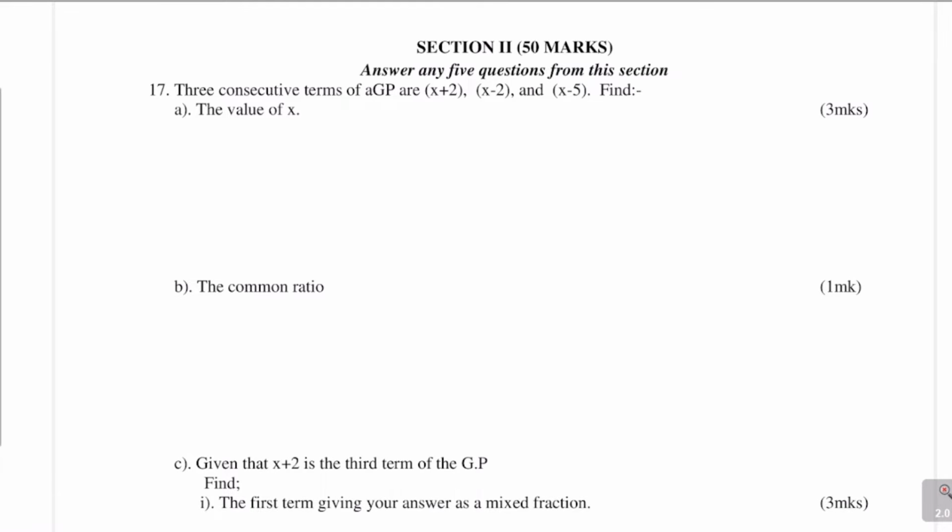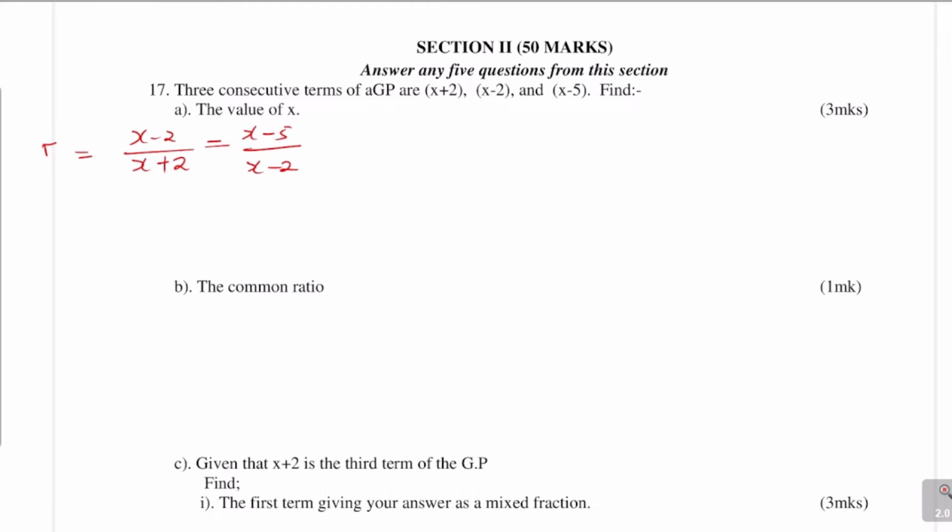Because you're given that this one is a GP or geometric progression, it has a common ratio. You're going to get the common ratio of these 3 consecutive terms like this. So the common ratio is x minus 2 divided by x plus 2. That is a common ratio, and it should be equal to x minus 5 divided by x minus 2. So this represents the common ratio. That value should be constant for these two.